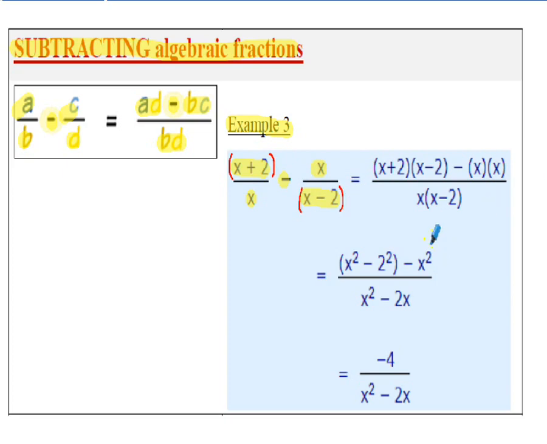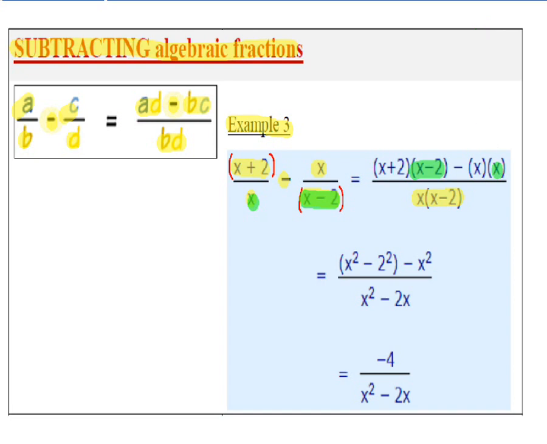So the common denominator for x and x minus 2 in the brackets is x multiplied by x minus 2. You must have the bracket there. So our process is to say how many times does x divide into x multiplied by x minus 2? It goes x minus 2 times. So we multiply the x plus 2 by the x minus 2. Repeat the process. How many times does x minus 2 divide into x multiplied by x minus 2? It goes x times. So we multiply the x by x.